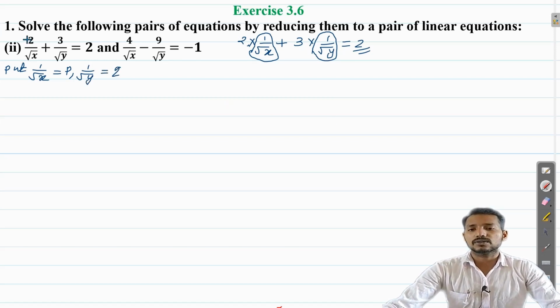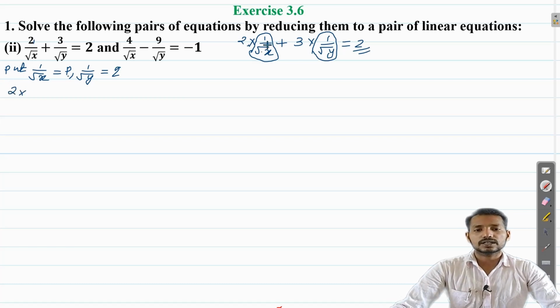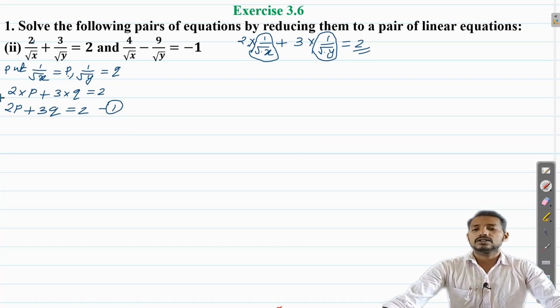So in that case, what will we get? A 2 is on the numerator. So 2 into 1 by root x, we are putting as p, so we will get 2 into p, plus 3 into 1 by root y, putting as q, so 3 into q, which is equal to 2. We can write in simplified form, that is 2p plus 3q, which is equal to 2. That is equation number 1.